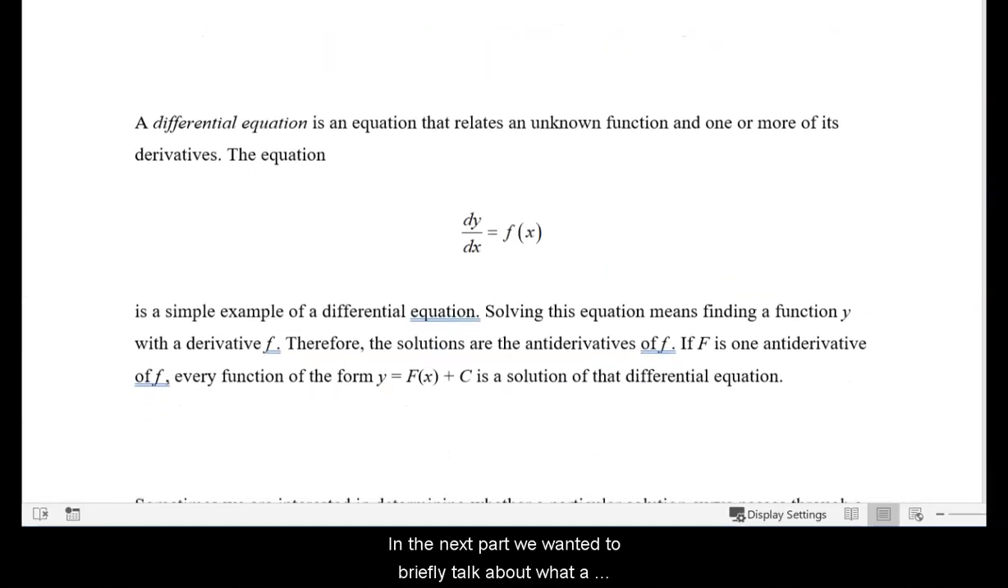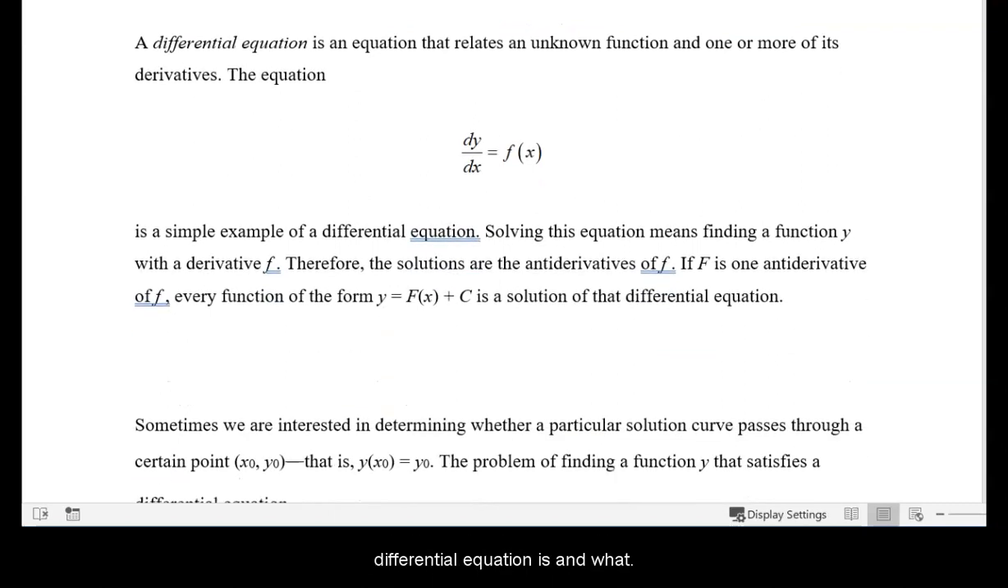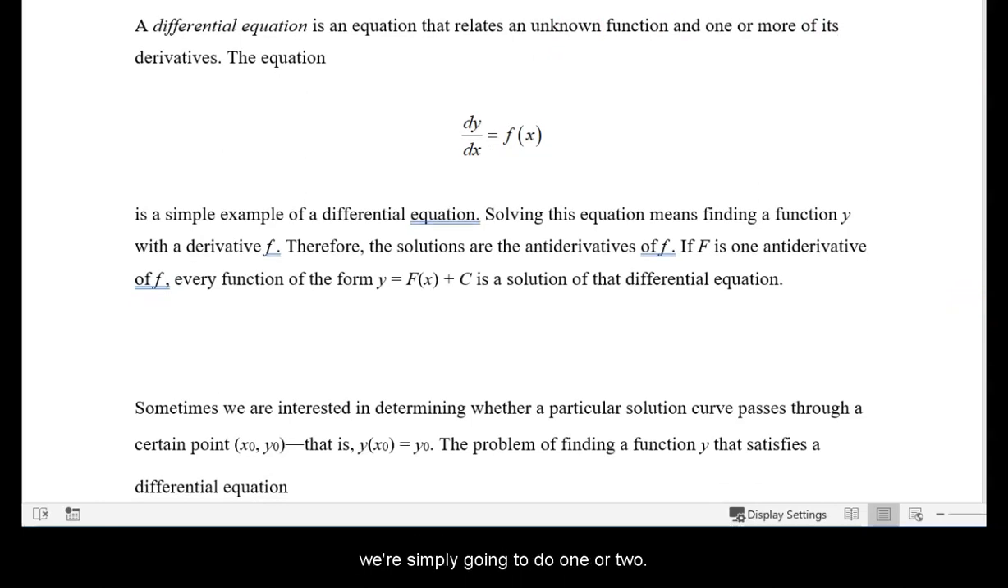In the next part, we wanted to briefly talk about what a differential equation is and what an initial value problem is. We won't do a lot of these here. We're simply going to do 1 or 2. In this case, let's see what it says.